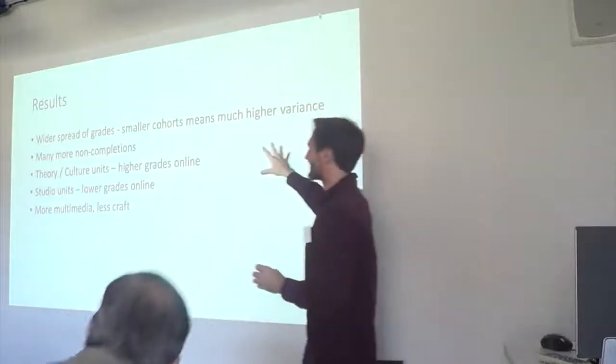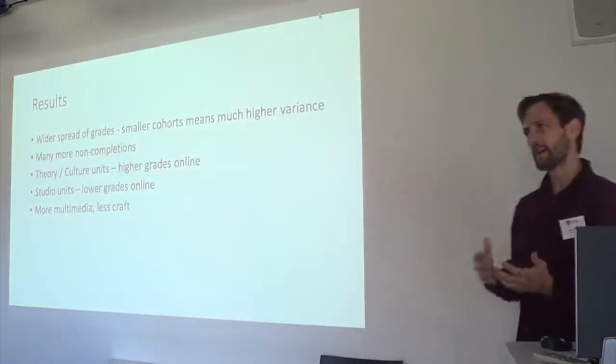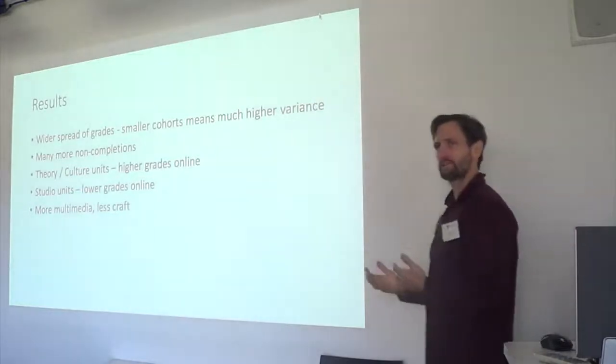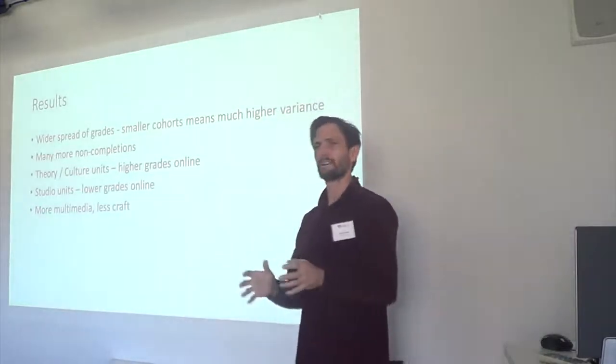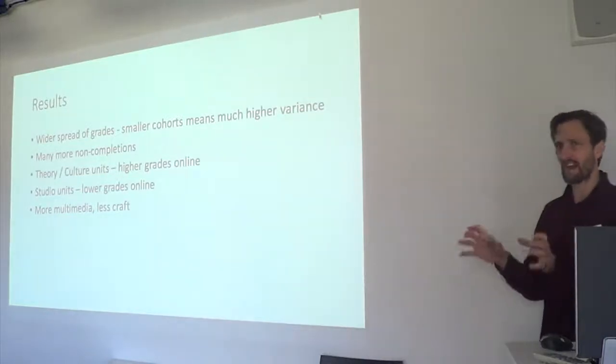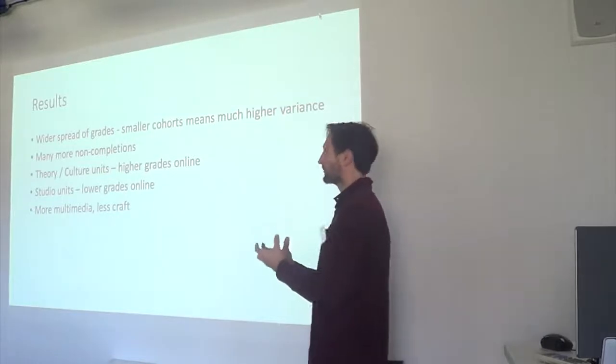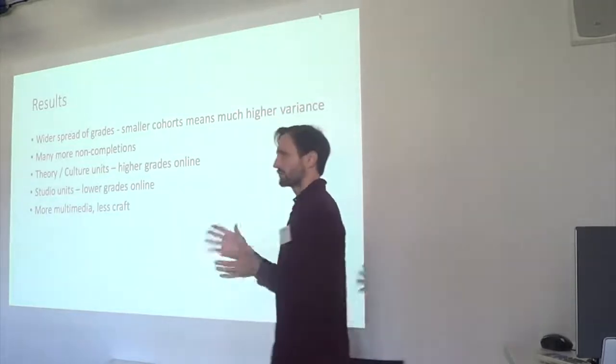So just a couple of points. Our cohorts are a lot smaller. We only have 10 to 15 in third year units, 20 to 25 in second year units. And again, because we run it twice a year, we've automatically halved our class compared to what the equivalent group would be on campus. So we get a much wider spread of grades.